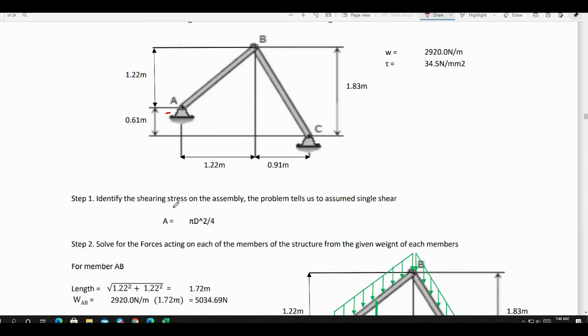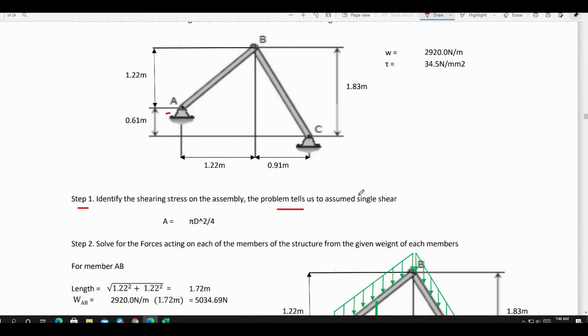I have here some simple steps in order to solve for this problem. We identify first the shearing stress on the assembly, and for the second step, we solve for the force acting on each member of the structure. For the third step, we will solve for the force acting at the pin at point A, and for the fourth step, we will solve for the problem by applying the equation for shear stress. We will begin with step number 1. We identify the shearing stress on the assembly.